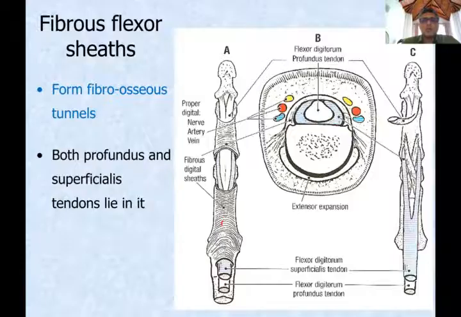So if you go a little bit more into the details of synovial sheaths now, lying between the fibrous flexor sheaths and the long tendons.